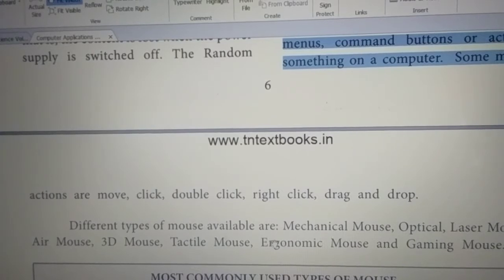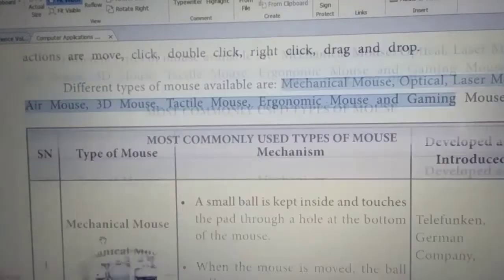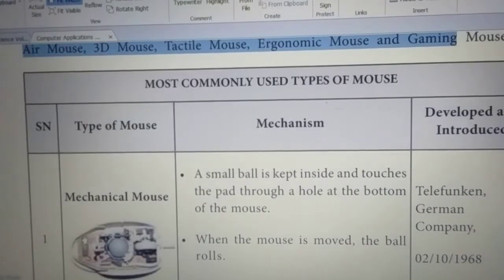The different types of mouse available are the mechanical mouse, optical mouse, laser mouse, air mouse, 3D mouse, tactile mouse, ergonomic mouse and gaming mouse. All these categories are used nowadays.